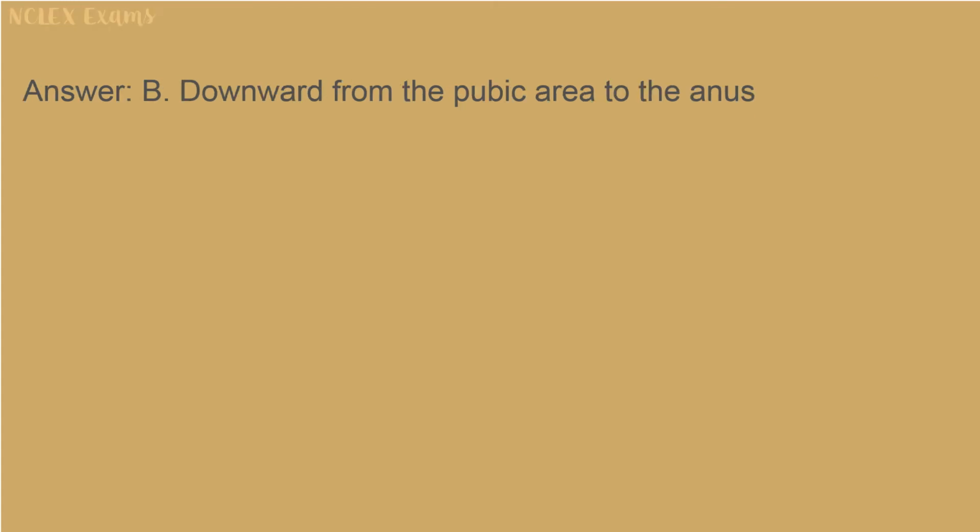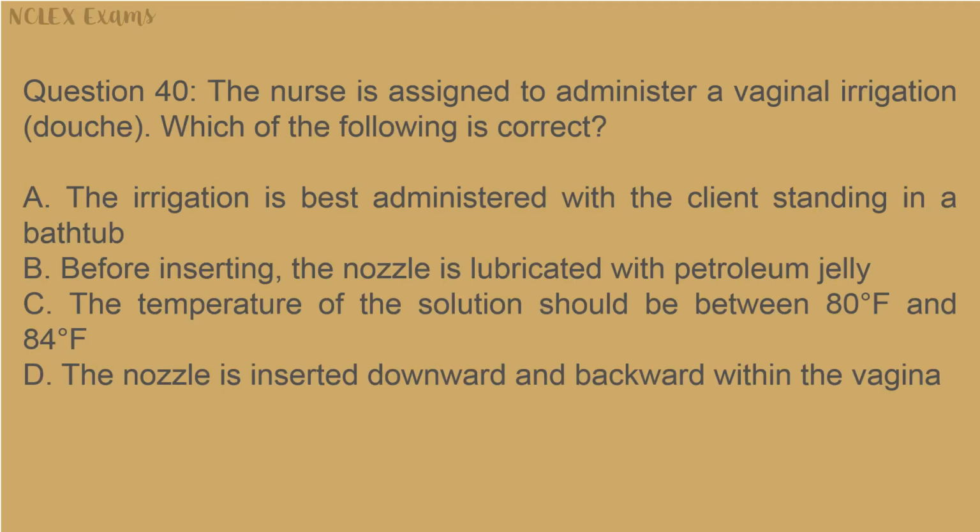Answer: B. Downward from the pubic area to the anus. Question 40. The nurse is assigned to administer a vaginal irrigation douche. Which of the following is correct?